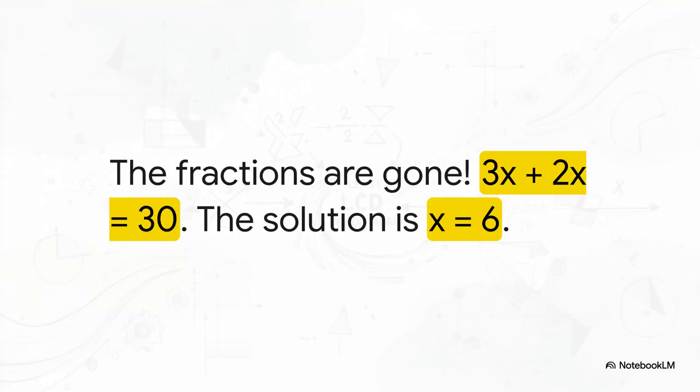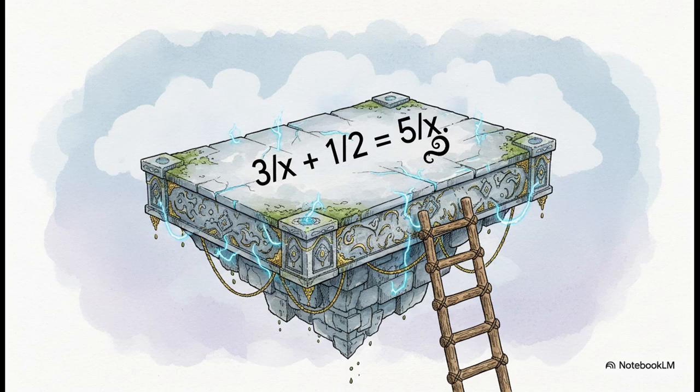And here is where the magic happens. For the first term, 6 divided by 2 is 3, so we have 3x. For the second, 6 divided by 3 is 2, so we have 2x. And on the right, 6 times 5 is 30. And boom! Just like that, the fractions are totally gone. We're left with 3x plus 2x equals 30. That's just 5x equals 30, which means x has to be 6. Simple. All right, ready for level 2?